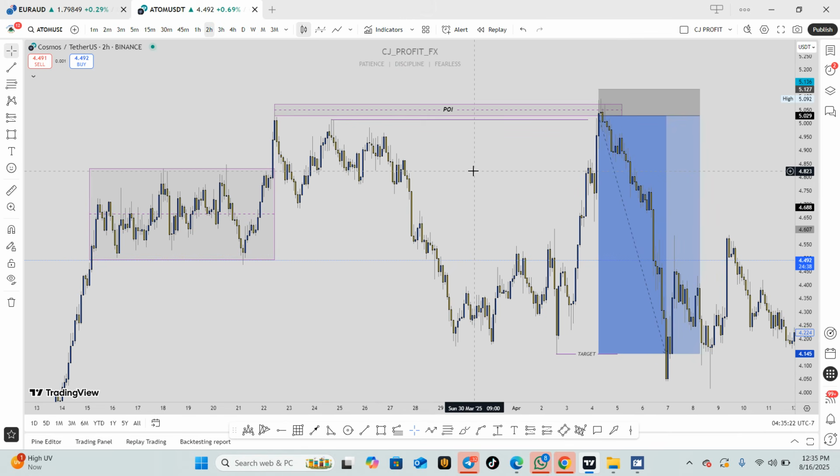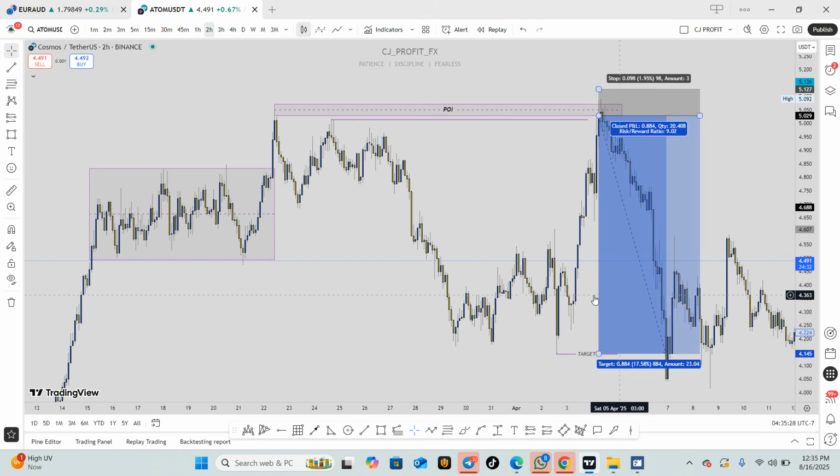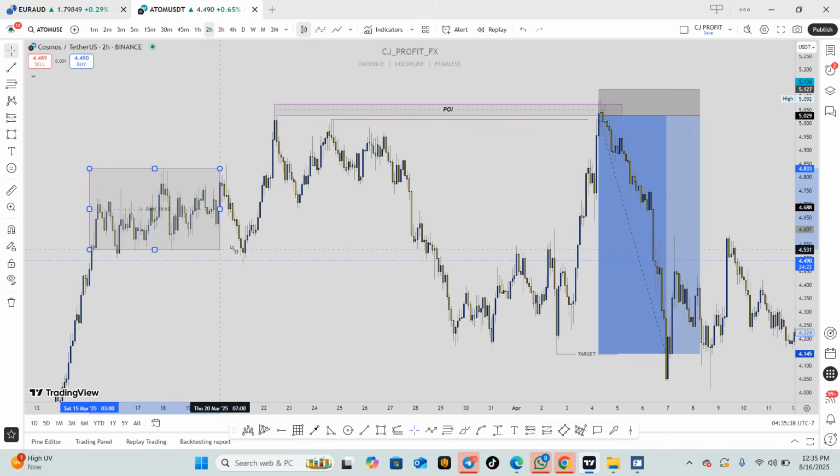Okay guys, this is ATOM USDT, not a forex pair. This is a crypto pair, and as you can see, this is how this particular strategy played out and how it gave me money. So from here you will notice the logic will apply. At this area we have this area as a range. This is where the market is accumulating. As the market is accumulating at this phase, I call this area my accumulation phase.